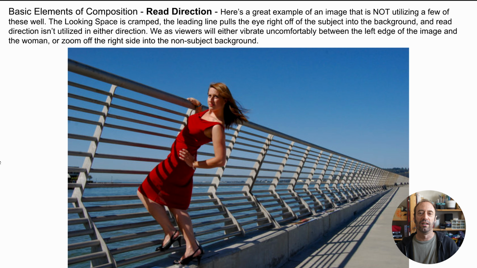This is a great example of an image or a framing that is not utilizing a few of these very well. In this case, the looking space is very, very cramped. We have all this space over here that's empty and not being utilized. However, the leading line pulls the viewer's eye right off the subject and into the distance. We follow this, which is reinforced by my read direction, right? I start here, I encounter the subject, and I can either vibrate in this kind of cramped space on the left-hand side of the frame, or I can slide right off of the image and right off the subject into the background. So yeah, this is not a very successful composition.